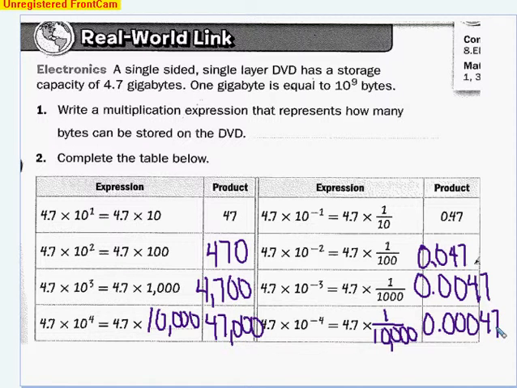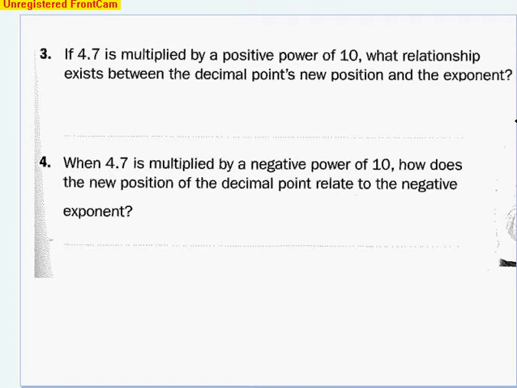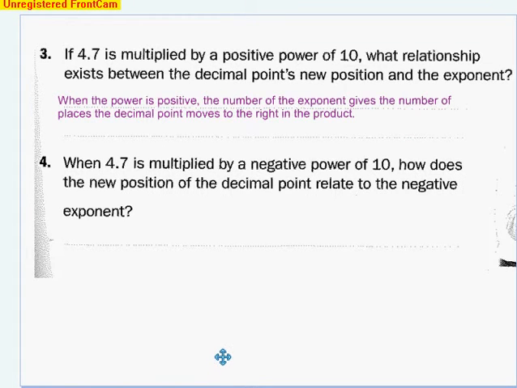Please make sure that you have done these same problems in your book on page 51. If 4 and 7/10 is multiplied by a positive power of 10, what relationship exists between the decimal point's new position and the exponent? When the power is positive, the number of the exponent gives the number of places the decimal point moves to the right in the product.